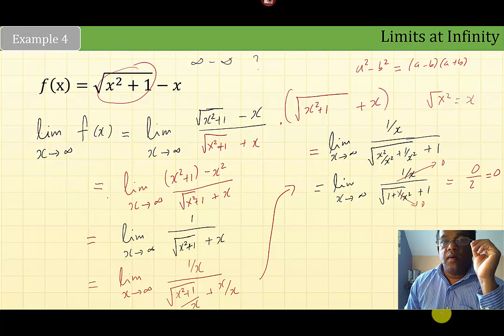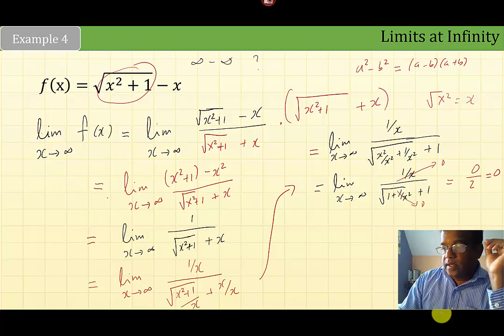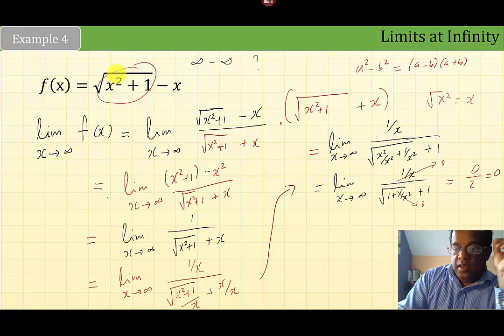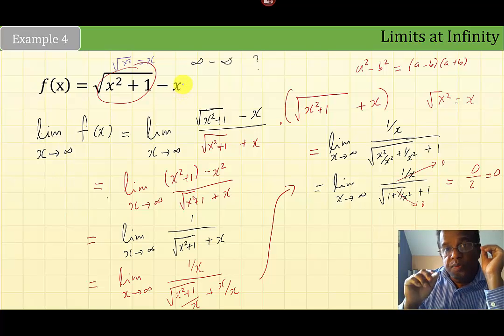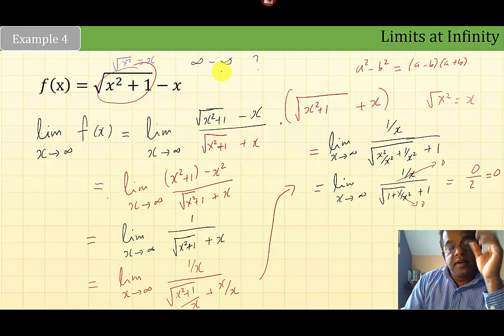So it's not difficult to guess the limit over here, because the end behavior of this function is going to be that of the square root of x squared, which is actually x. So x minus x equals 0. Or as x approaches infinity, this approaches infinity and this approaches infinity at the same speed. So that's why infinity minus infinity becomes 0 in this situation.